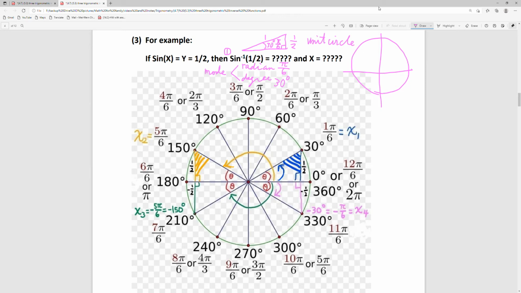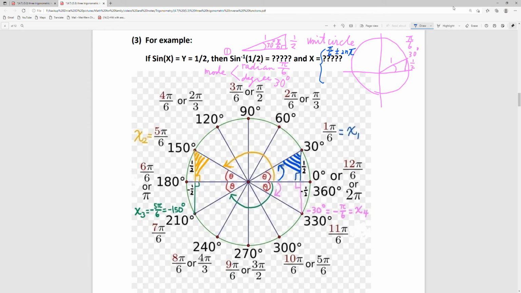Now on the unit circle, I draw this triangle here. So this is 1/2. This is 1. This is 1/2. And this will be 30 degrees or pi/6. So I can easily find my first group of solution, pi/6 plus minus 2n pi. So I'm halfway done.